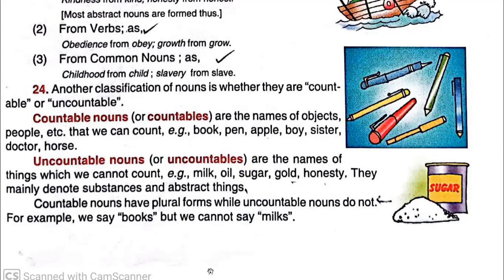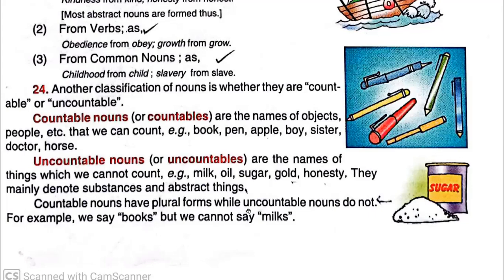For example, milk. We cannot count whether it's one milk or two milk or three milk, but we can say liters of milk, 5 liters, 10 liters. We cannot count it in numbers directly as we can count book, pen, apple, boy, sister, and many other things. Oil, sugar: we cannot say give me one sugar, or one oil, or one milk, or one gold, or one honesty. They mainly denote substances and abstract things.